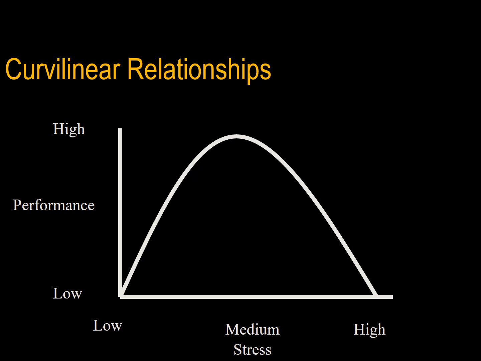In nature, many of the relationships are actually curvilinear. So we have this assumption that the greater the value on the indicator for the independent variable, the greater the outcome for whatever indicator you're using for the dependent variable. But very often, too much of something leads to a complete collapse of that thing.